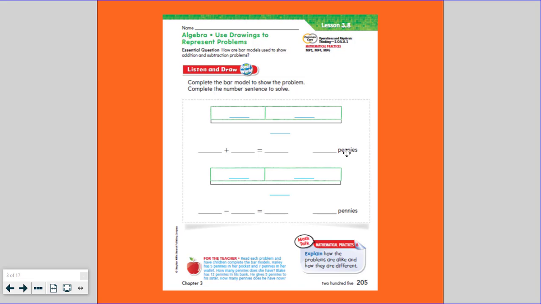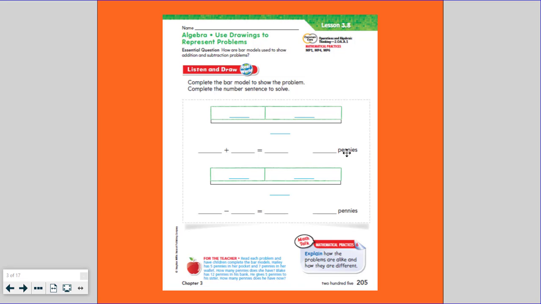Haley has 5 pennies in her pocket and 7 pennies in her wallet. How many pennies does she have? So go ahead and pause your video, work that out using the bar model and the blanks. Blank plus blank equals blank. And see if you can solve it on your own.